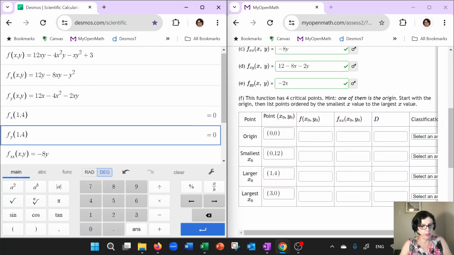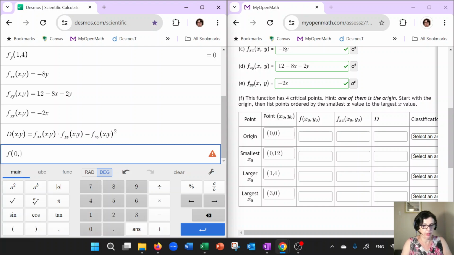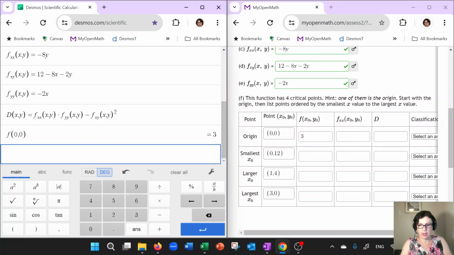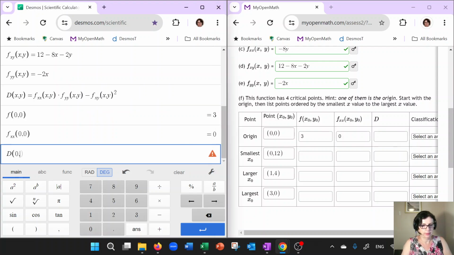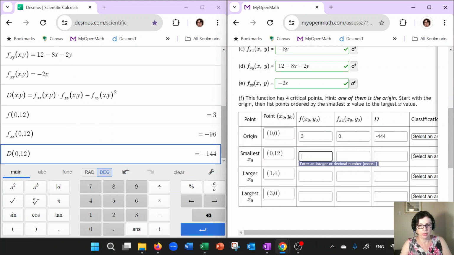So for each point, I am going to find what is f of that point. That gives me 3. I'm also going to find fxx at that point, which gives me 0. And d at that point, and that's negative 144. I'm going to repeat the same thing for all of my other points. So I've got 0, 12. I'm just going to change that here. So this is again 3. This is negative 96, negative 144.